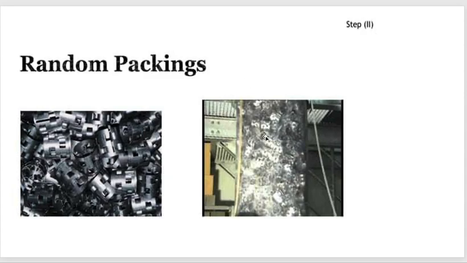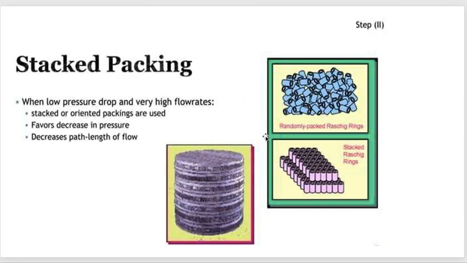And there are two ways to install it inside the tower. Here we have the stacked packing. This is stacked packing, used when low pressure drop and very high flow rate are needed. Stacked or oriented packing are used. They favor a decrease in pressure and a decrease in the path length of flow. This is the stacked organized packing.